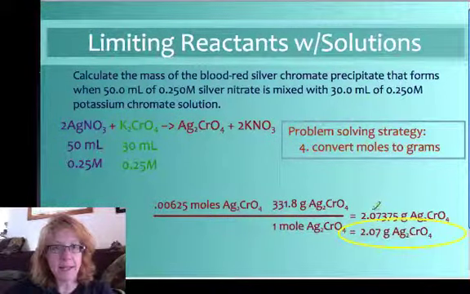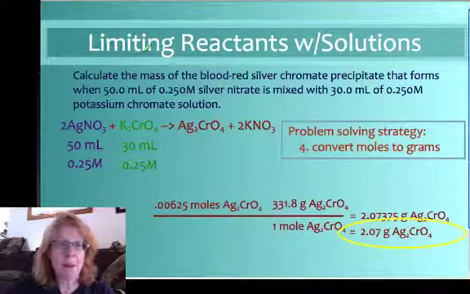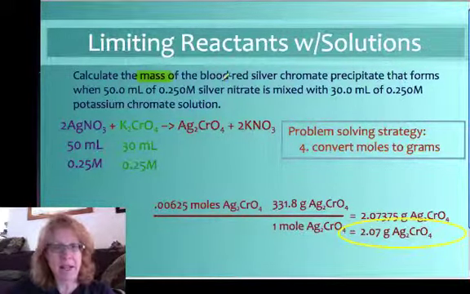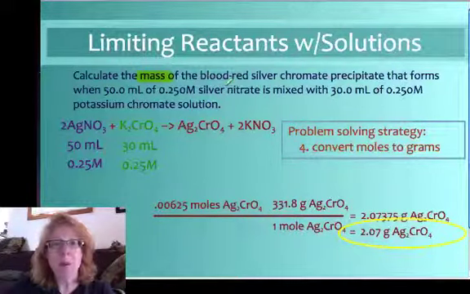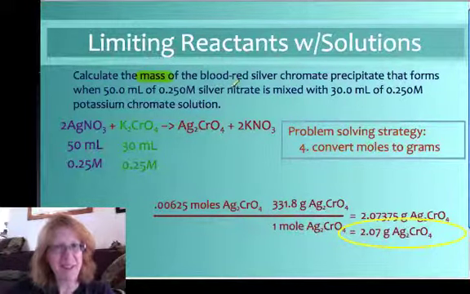All right, last step, we have to go to whatever our answer is. In this case, our answer is looking for grams. Remember, it's asking us for mass. It could have asked us for a solution concentration or something else, but because this is a precipitate, it's going to ask us for mass.